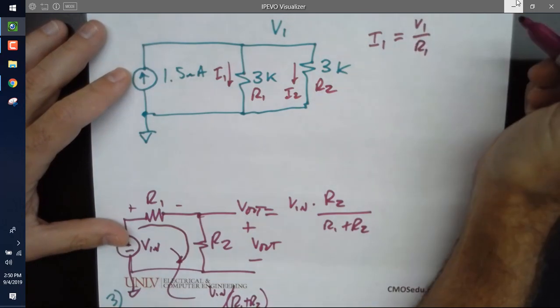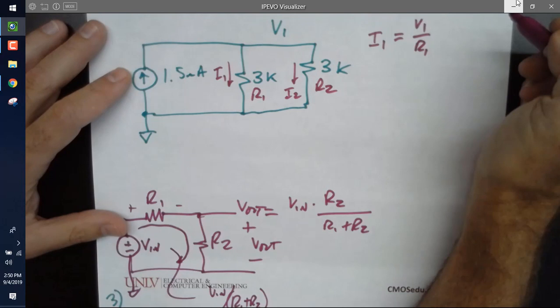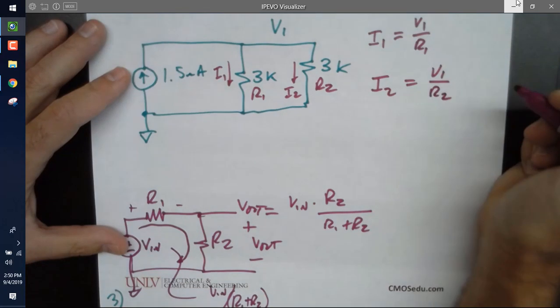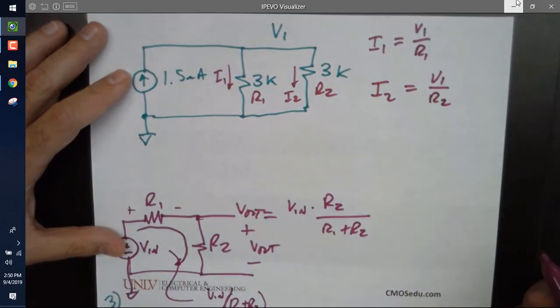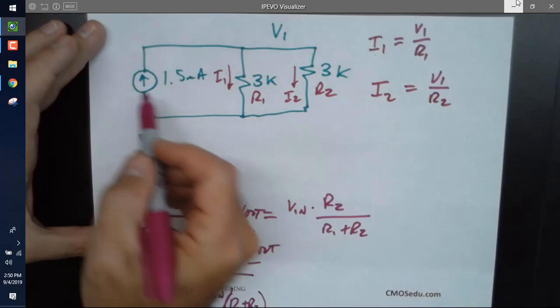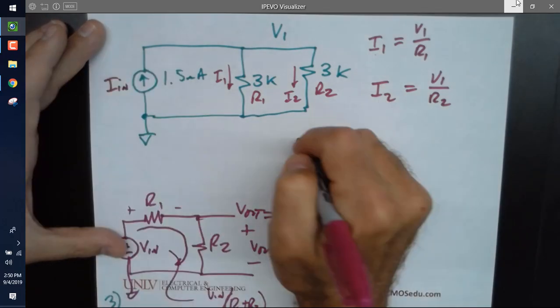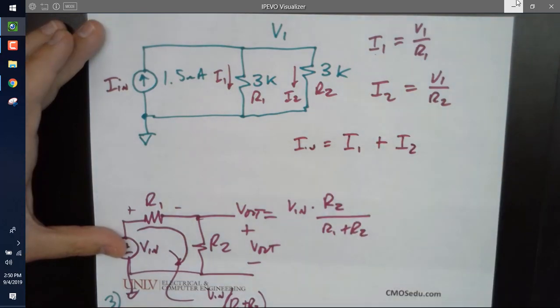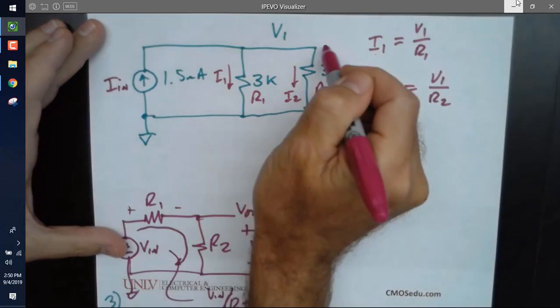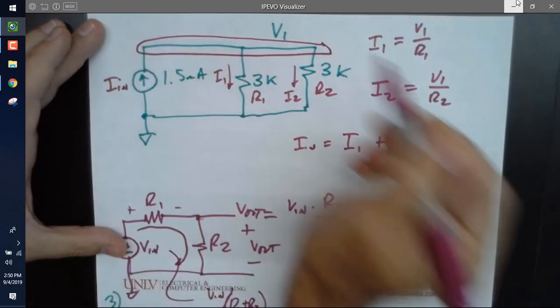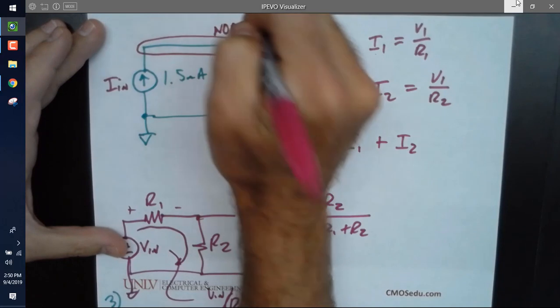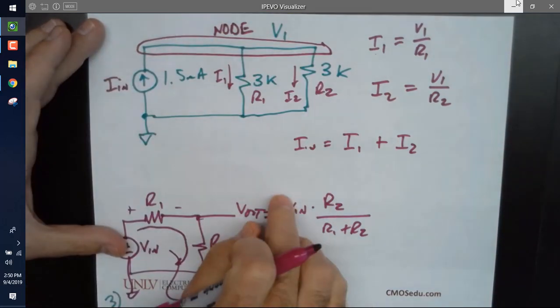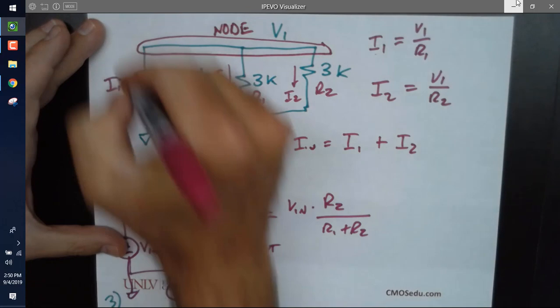Everybody agrees with that, right? Okay, what is I2? Everybody agrees with that, right? How are I1 and I2 related to In? Does everybody agree with that? And what was the law that I said? Here's a node, which is a connection of wires. Current that goes in equals the current that goes out. That's Kirchhoff's current law, KCL.